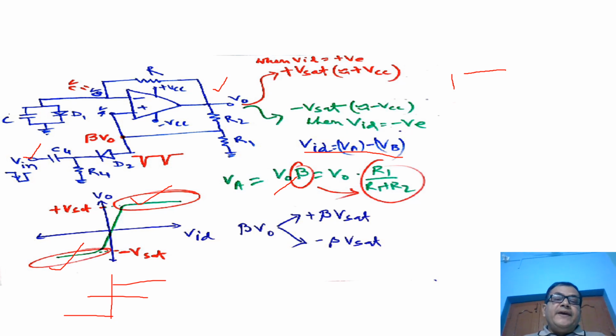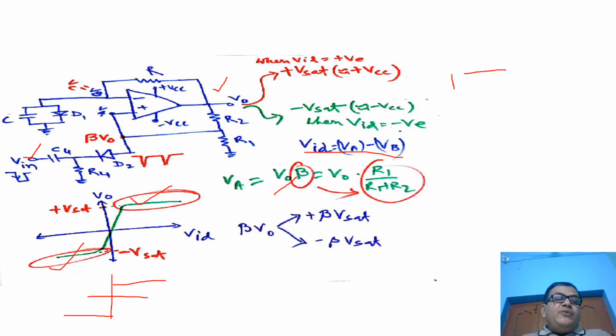Another thing is, what will be the voltage of VA under this configuration? So VA will be plus beta into V naught. As it is a positive V set, it will be beta into V set. So it will be clamped at plus beta V set and there will be no change in output. That's why we are calling it stable state.